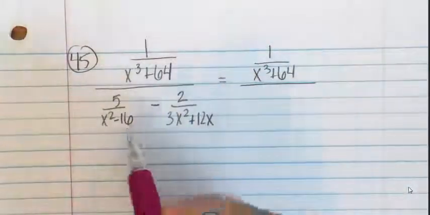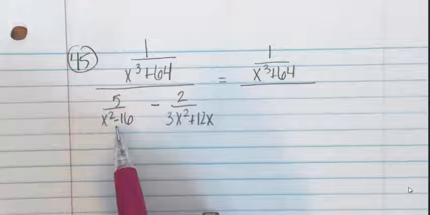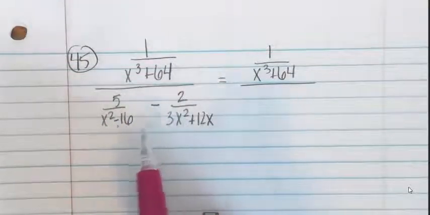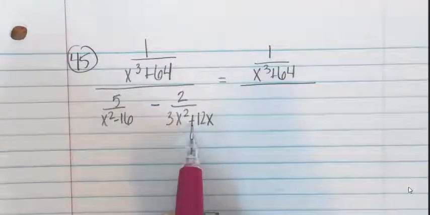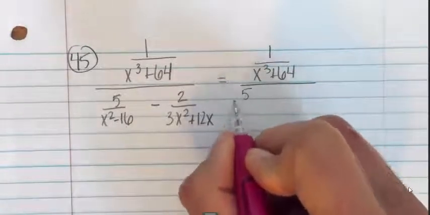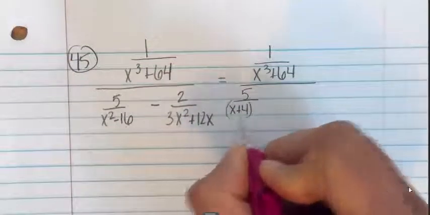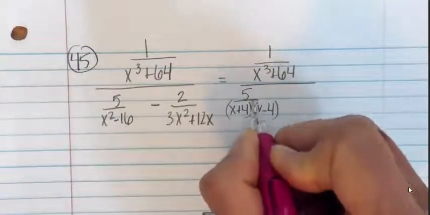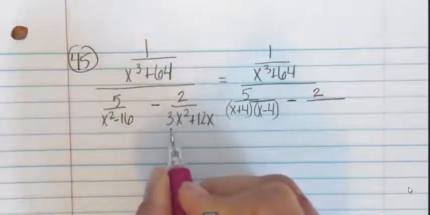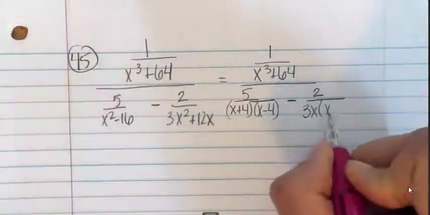Now the denominators of my denominators, I can see are not the same. So I'm going to have to factor these, and I'm going to have to figure out what's my least common denominator, and then I can combine them into one fraction. So the first thing I'm going to do is factor them. So this is a difference of two squares. So it's x plus 4, x minus 4. This has a common factor of 3x, so I'm going to pull that out, 3x, which leaves me with x plus 4.